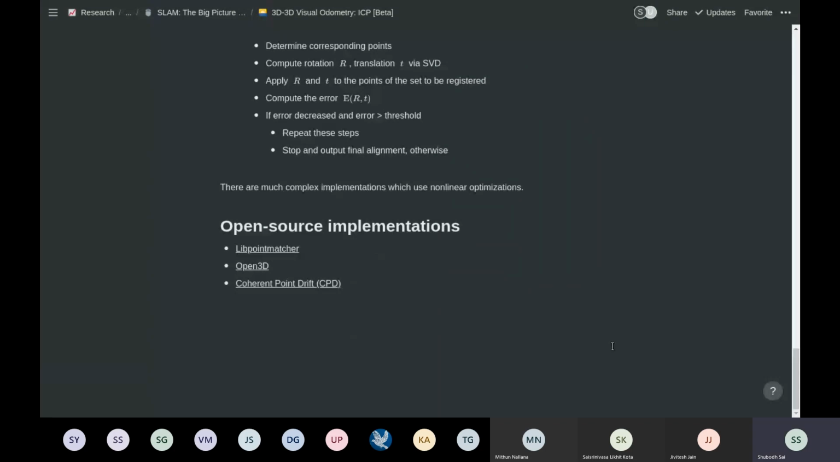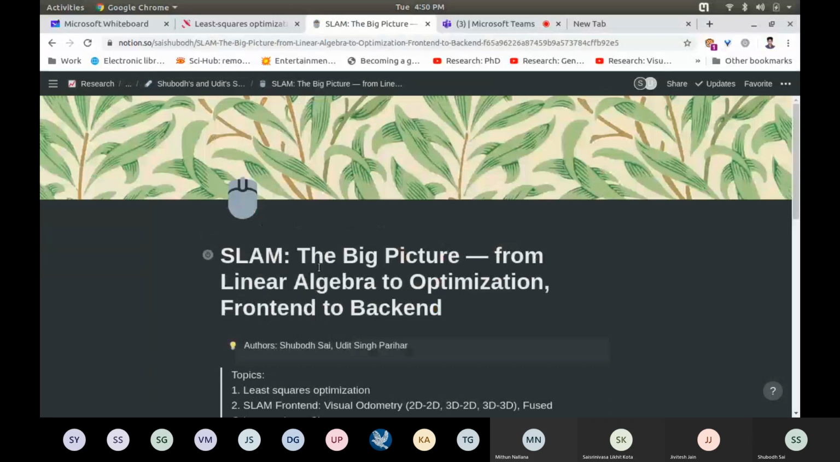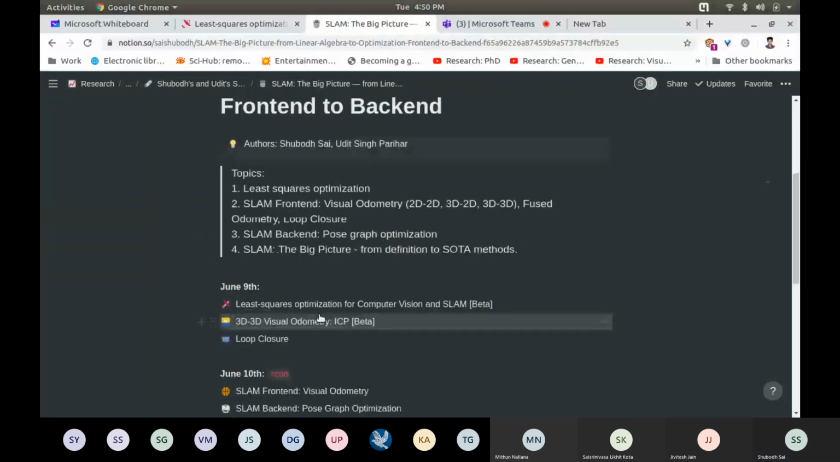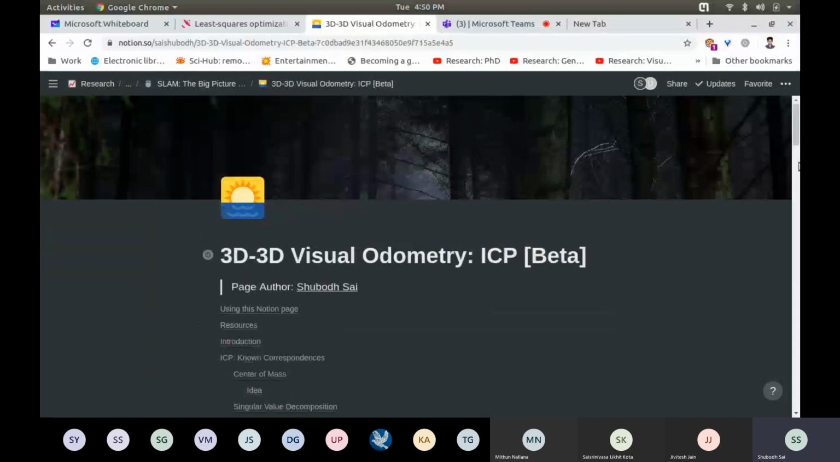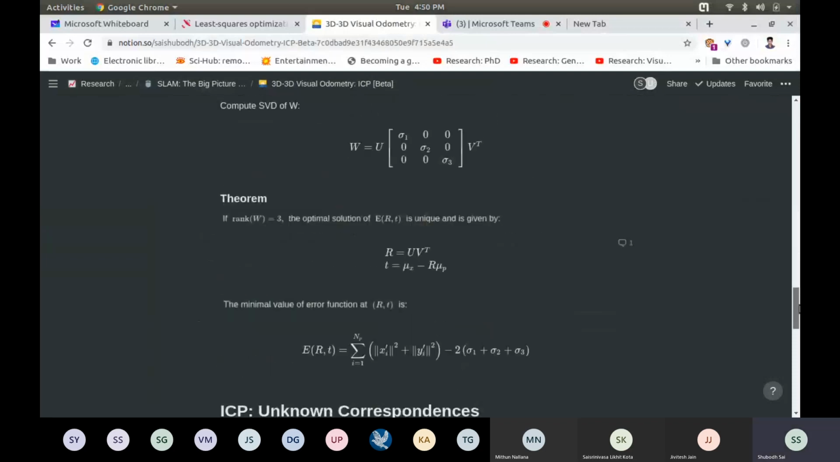I think that's pretty much it for ICP. I hope you have understood at least at a high level what is going on. Our essential goal is to find RT.